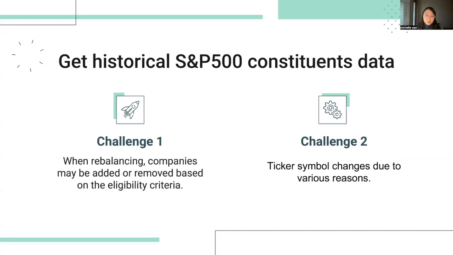So the first step involves two challenges. The first challenge is that when rebalancing, companies may be added or removed based on eligibility criteria, and the index gets rebalanced 4 times a year. So I can't just get all the historical prices of the current S&P 500 stocks. My backtesting time frame starts in March 2016.